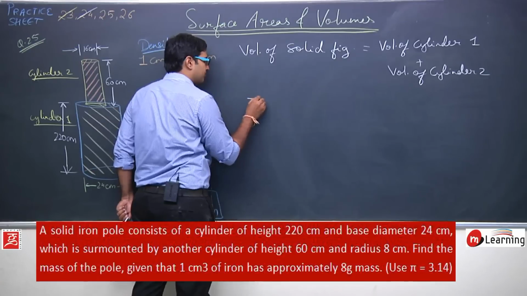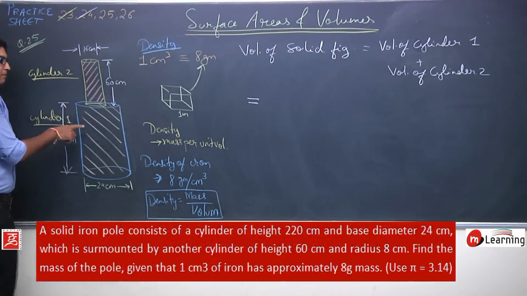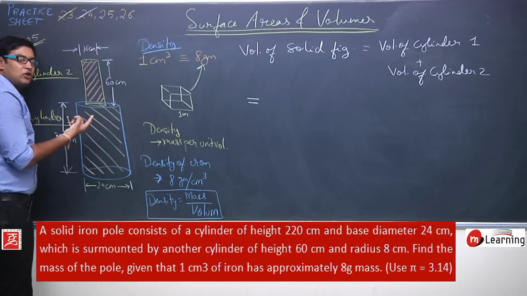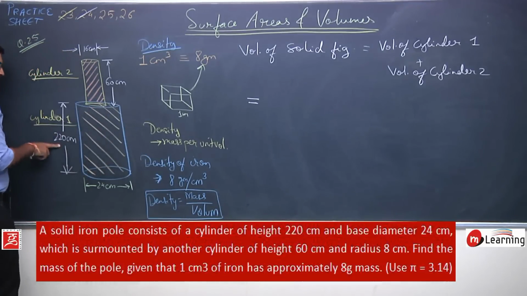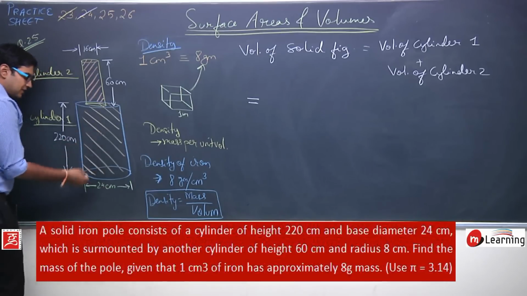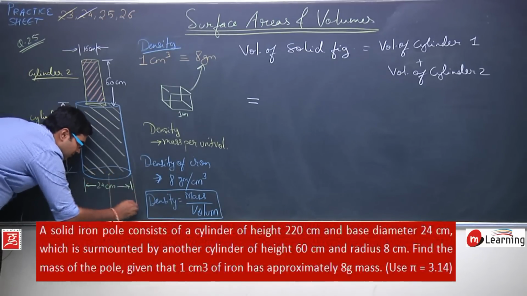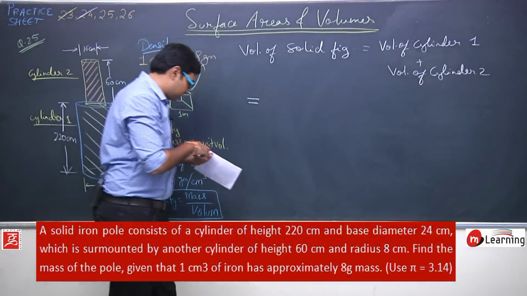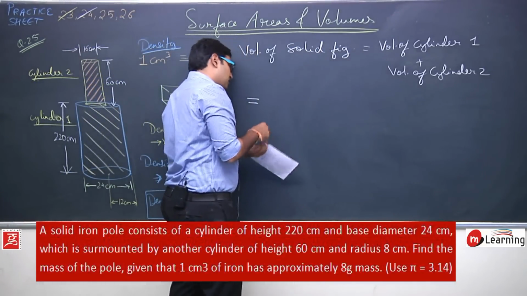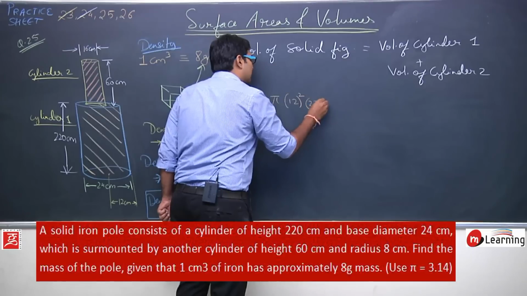Okay, so what will be the volume? Volume will be volume of cylinder 1. The volume of this cylinder will be pi r square h, because the formula for the volume of a cylinder is pi r square h. For that, what is the height of this cylinder? It is 220 centimeters. What is the radius of this cylinder? The diameter is 24, so the radius will be half of this diameter. So we call this 12 centimeter, which is the radius of this bigger cylinder or cylinder 1. Okay, so the volume of cylinder 1 will be pi r square is 12 square into h, which is 220.